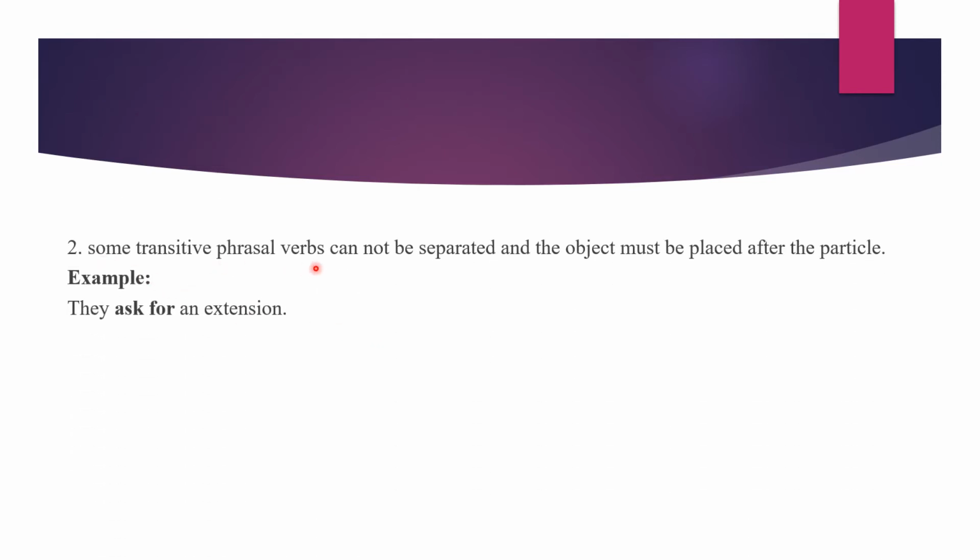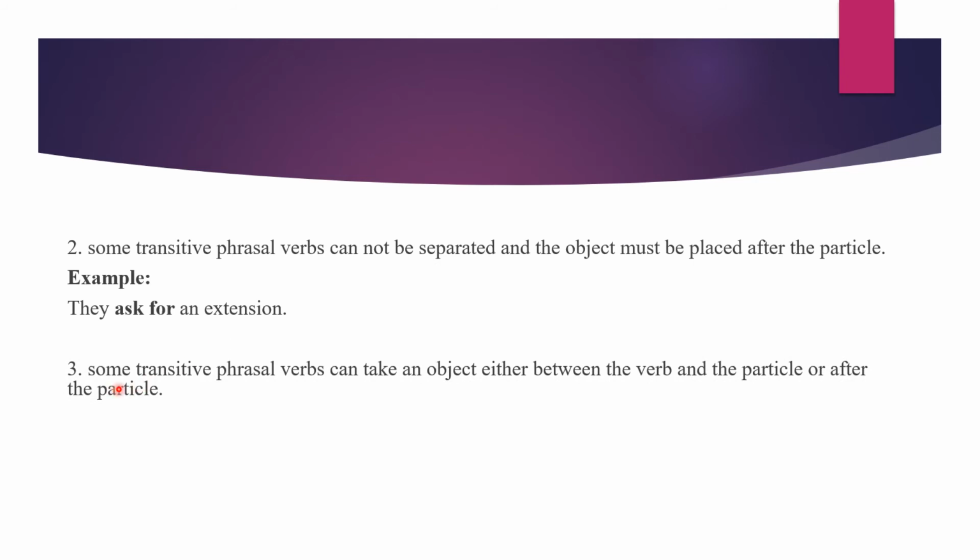Some transitive phrasal verbs cannot be separated and the object must be placed after the particle. For example, they asked for an extension. Over here, ask for is a phrasal verb which means to request. So if we separate these two parts, it will not make any sense. So let's say, they ask an extension for. So you see it doesn't make any sense. So we cannot separate these two parts.